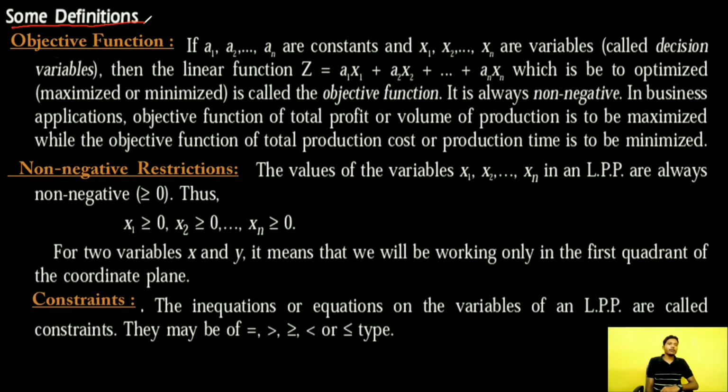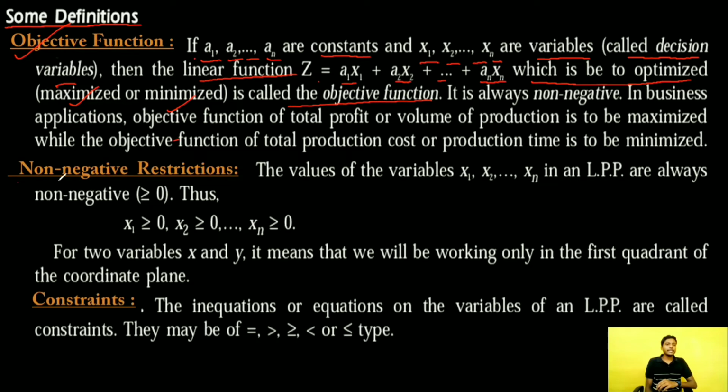Now some definitions. First, objective function. If a1, a2, a3 up to an are constants and x1, x2, x3 up to xn are variables which are called decision variables, then the linear function z is equal to a1 x1 plus a2 x2 plus a3 x3 up to an xn, which is to be optimized, that is either maximized or minimized, is called an objective function.